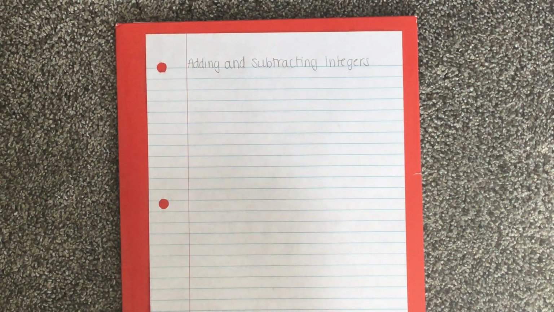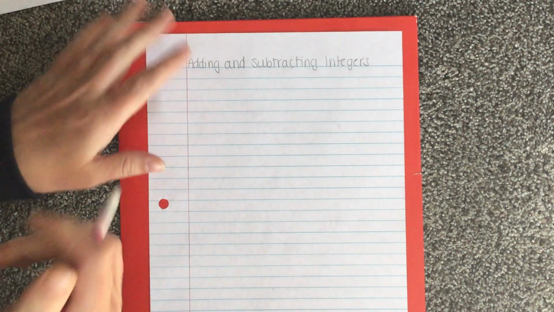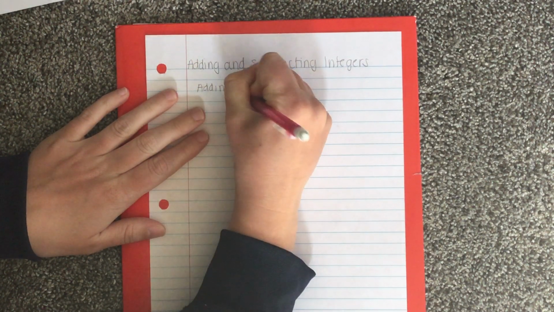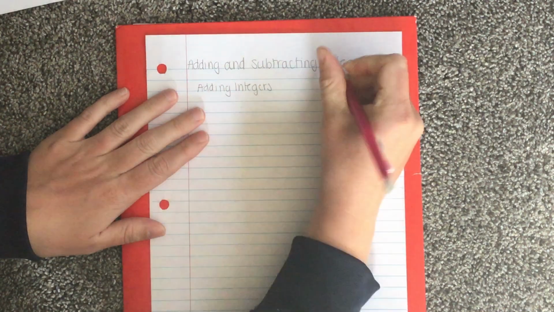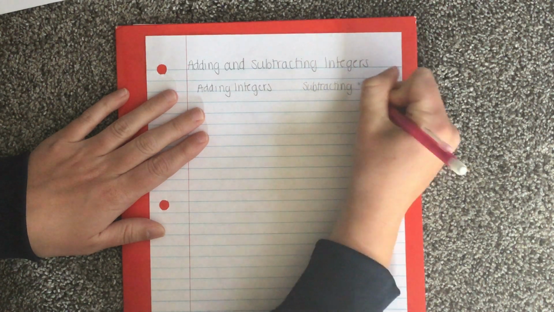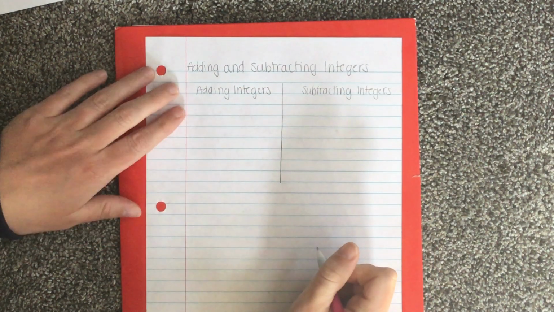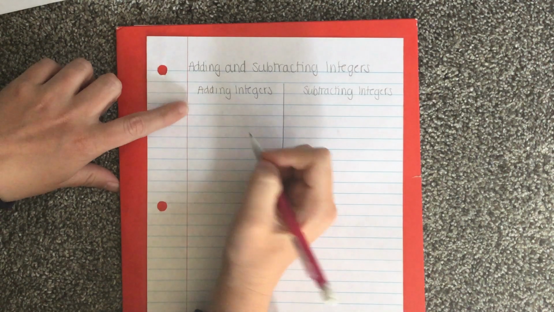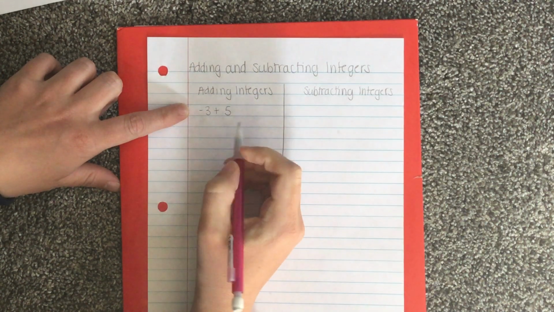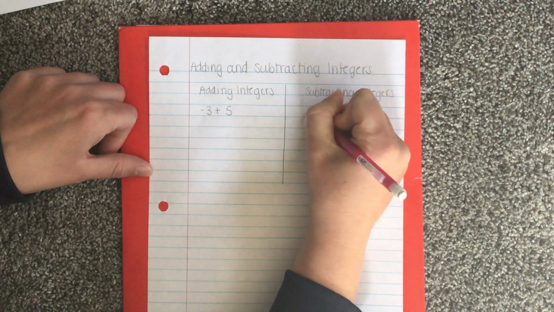Today we're going to review adding and subtracting integers. Let's talk about what the difference between the two looks like. So let's put adding integers on the left side and subtracting integers on the right. An adding integers problem has a plus sign between the two integers, and a subtracting integers problem has a subtraction sign between the two integers.